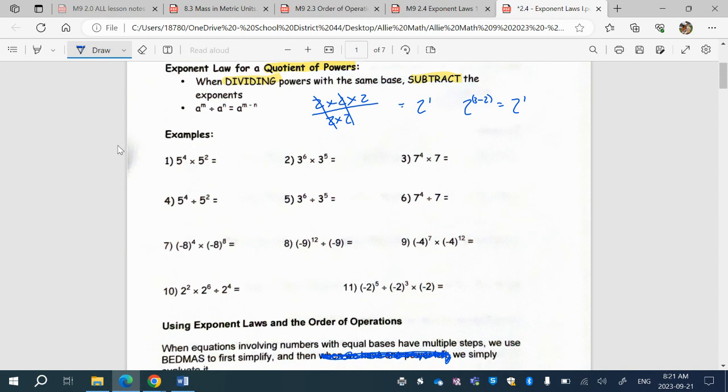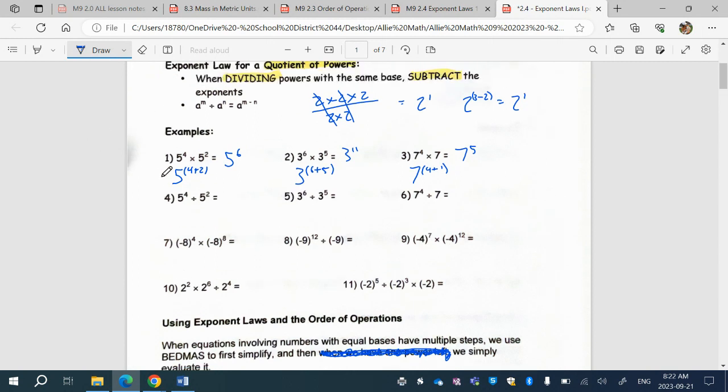So let's look at the first example, 5 to the power of 4 times 5 to the power of 2. We could rewrite this as 5 to the power of 4 plus 2, and that would give us 5 to the power of 6. Here we have 3 to the power of 6 times 3 to the power of 5, so we can write that as 3 to the power of 6 plus 5, and we get 3 to the power of 11. Here we have 7 to the power of 4 times 7 to the power of 1. So we could write that as 7 to the power of 4 plus 1, and we get 7 to the power of 5.